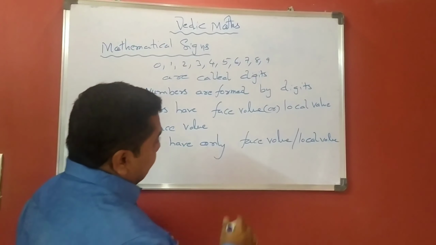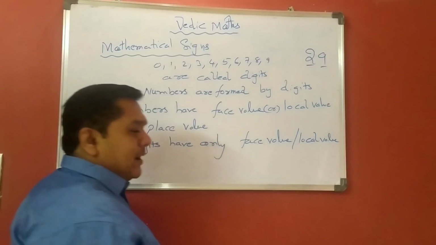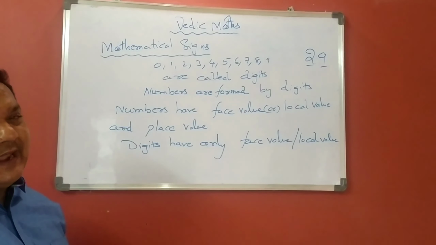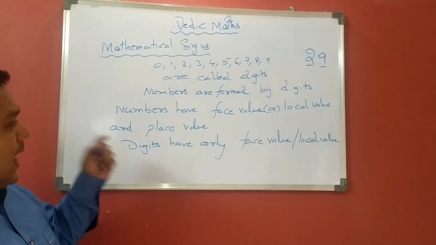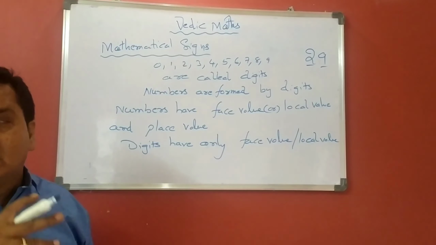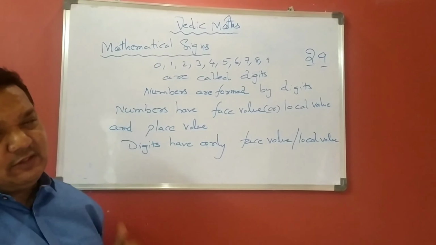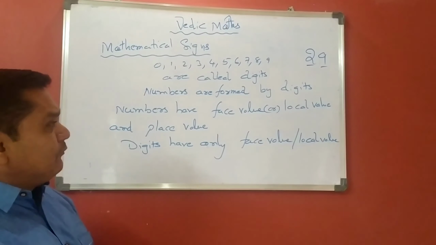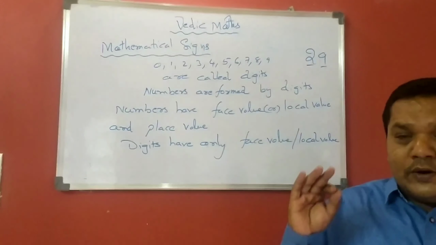For example, if you write 29, 2 is a digit, 9 is a digit. But when you write them this way, it is called a number. 29 is a number. Numbers are formed by digits, and numbers have two types: face value, or local value, and place value. We have already learned this in lower classes. What is the face value? 29 is the face value. The number is called 29.